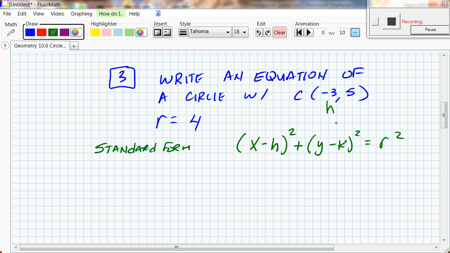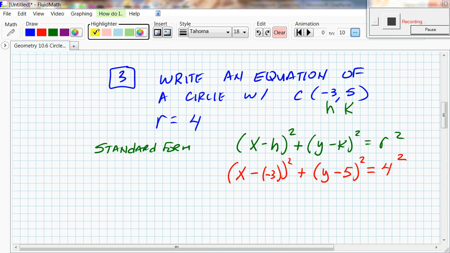So the h represents the -3, and the k represents the 5. So I plug that into my standard form of my equation, okay? So I'm going to have x minus -3 squared plus y minus 5 squared equals, what is my radius? 4, and I'm going to square that. All I have to do now is clean up a few things, right? I'm going to clean this up, and I'm going to clean this up, right?